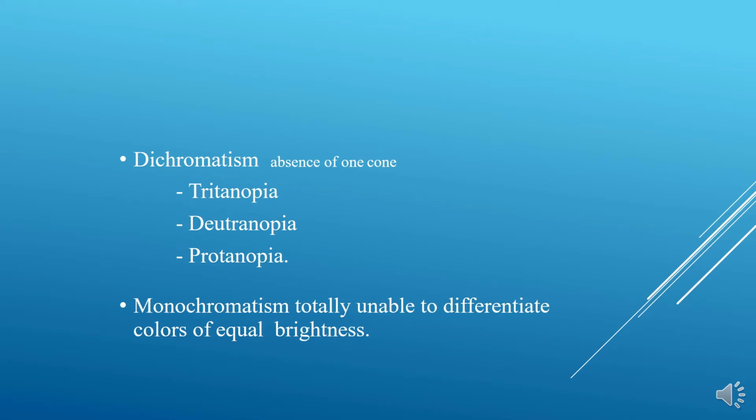And dichromatism, here one cone system is absent. Like anomaly, the names are the same, but with anopia, there's an absence of one particular cone system. Tritanopia means blue cone system is absent. Deuteranopia means green cone is absent, and protanopia means red cone is absent. So monochromatism means they are totally unable to differentiate colors of equal brightness.